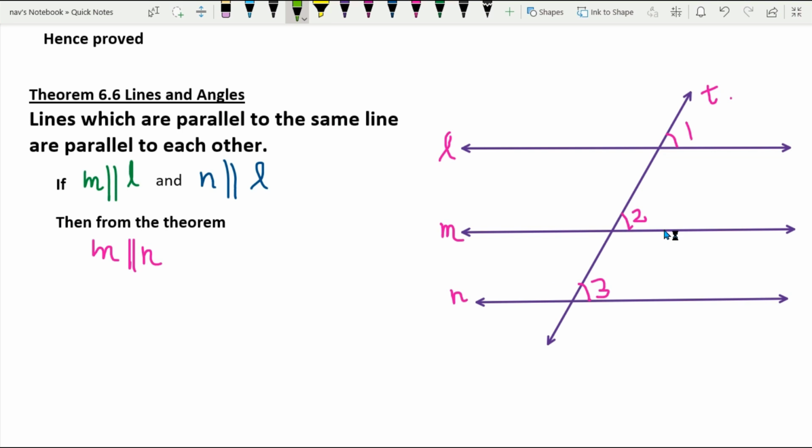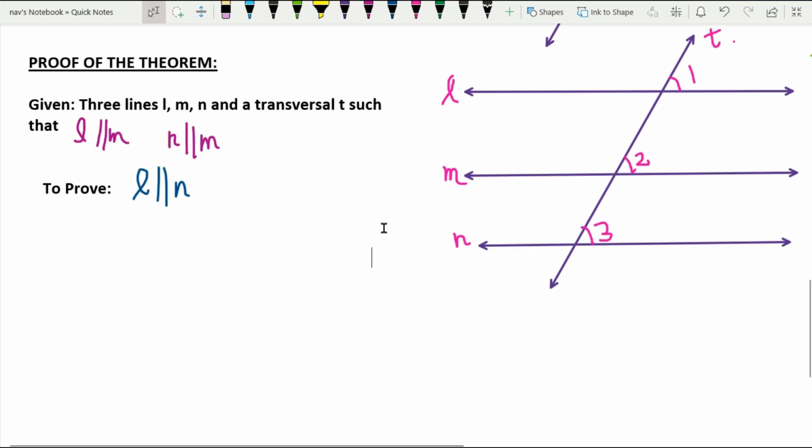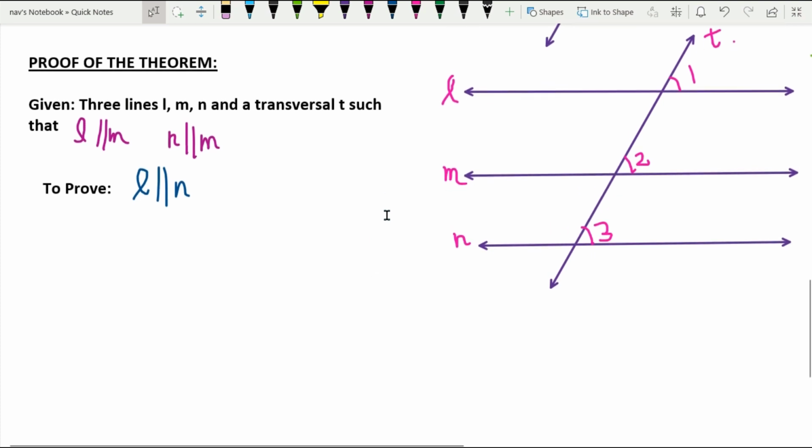Watch carefully again. Line M is parallel to L and N is parallel to L, then M will be parallel to N. This is what the theorem states. It's very straightforward, right? We will use it many times. This is the easiest theorem of this lesson, and it is self-explanatory. Since this is also a theorem, it has a proof. Now let us look at the proof of the theorem, why this theorem works.